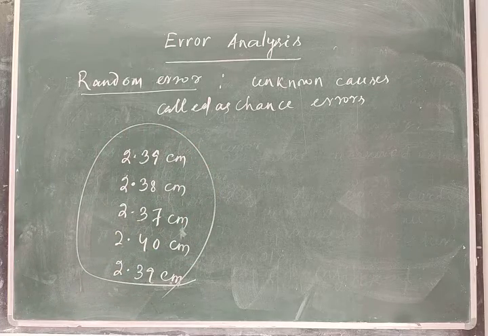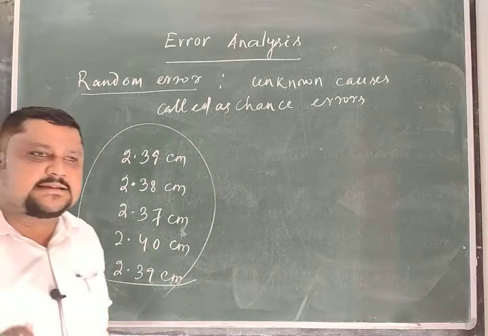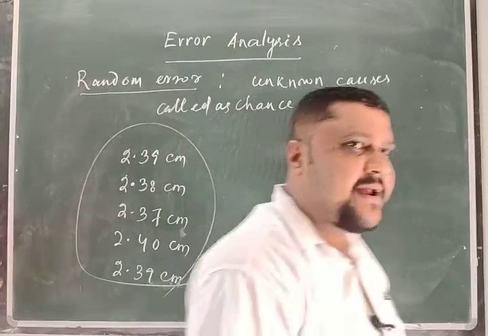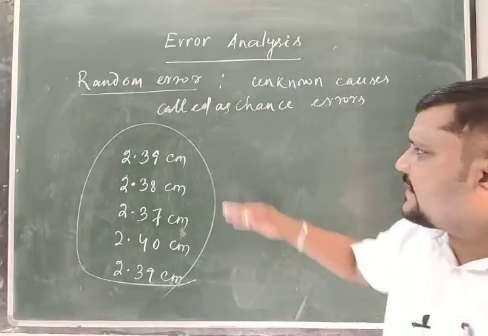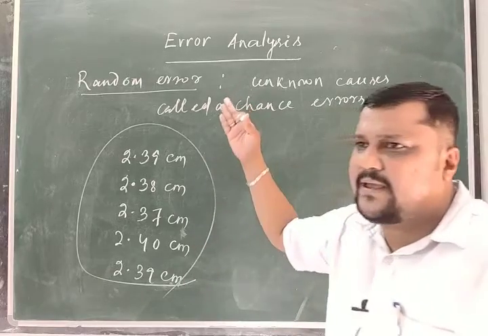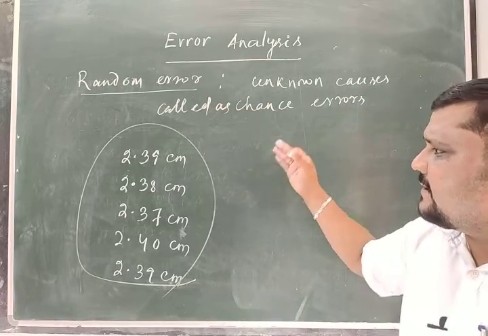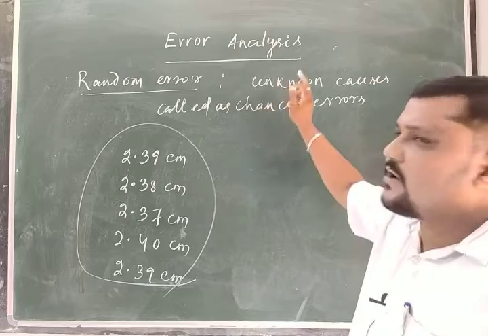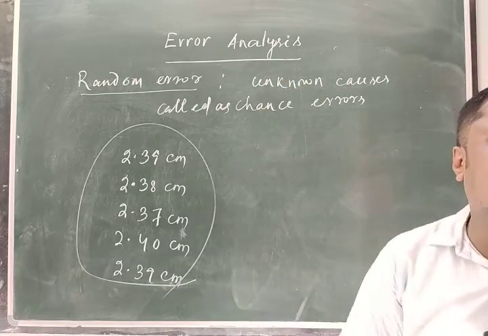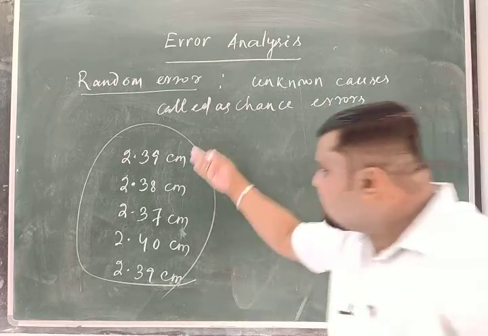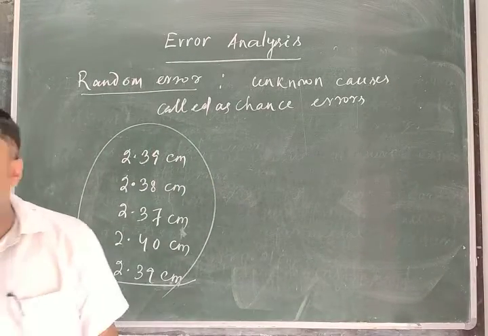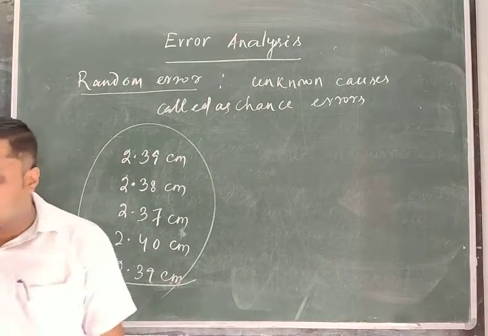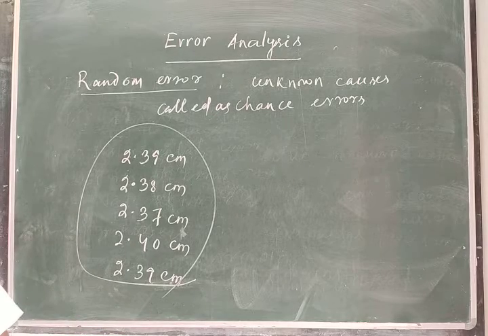In this measurement, I am the same person doing the experiment using the same instrument, and in the same laboratory I am measuring the length, but I am getting the result in a random way. There is not a systematic way. Because of these unknown causes, I don't know where this error comes from. I am getting different results for the same physical quantity measurement. That's why I call it the random error.